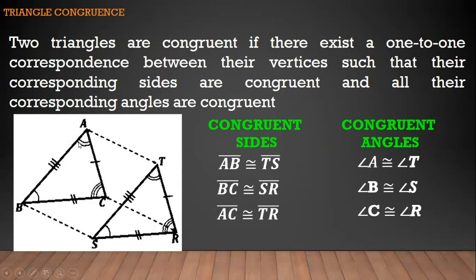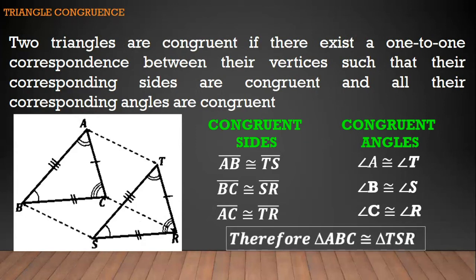How about naman dun sa angle? Angle C, meron siyang tatlong mark ulit. So, sa kabilang triangle naman, si angle R ay mayroon ding tatlong mark. Ibig sabihin, si angle C ay congruent kay angle R. So, gamit yung mga marks, mga identical marks, masasabi natin na ang dalawang figure ay congruent. So, therefore, triangle ABC is congruent to triangle TSR.